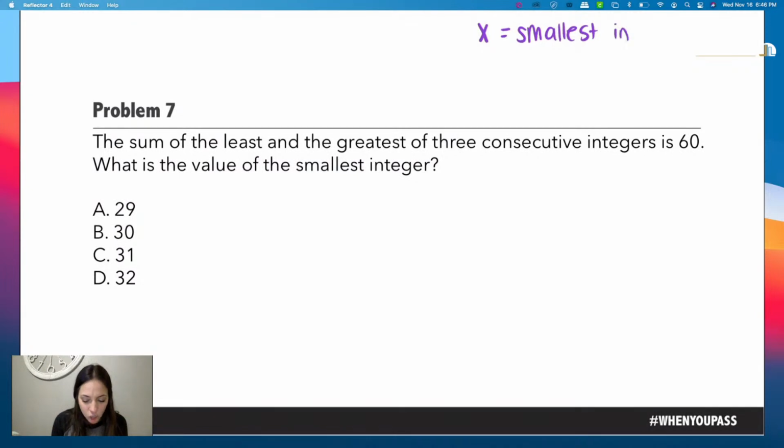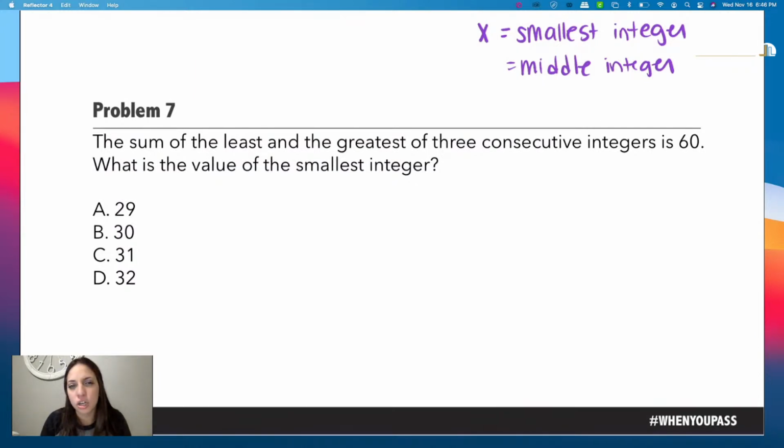In this case, what is my middle integer going to be? x plus what? x plus 1. Because I'm not even or odd. Even and odd are going to get an x plus 2 because they're 2 away. But to get from 29 to 30, from 30 to 31, from 31 to 32, from 32 to 33, it's just adding 1. And then x plus 2 equals the largest integer.